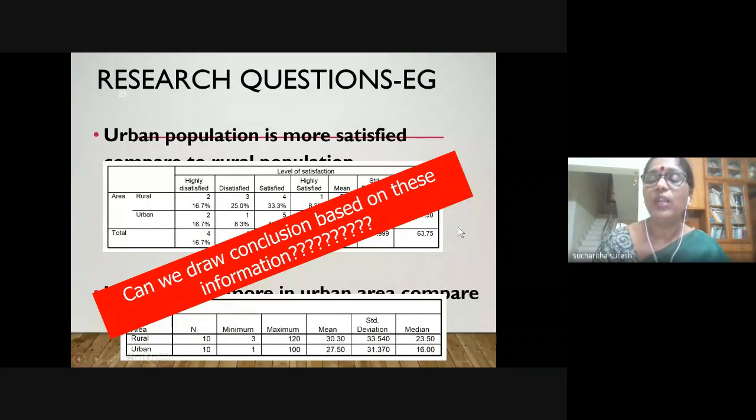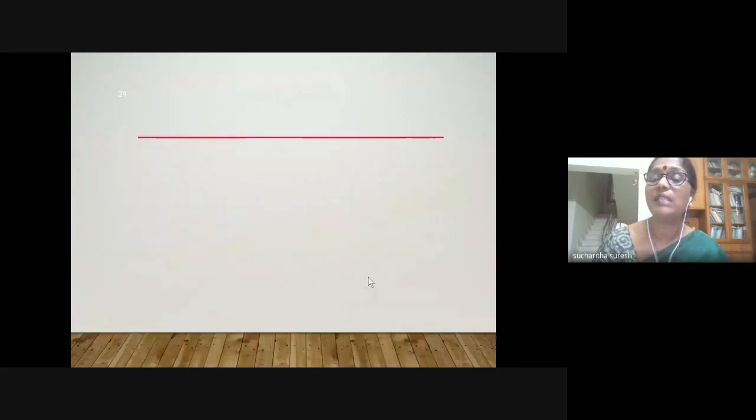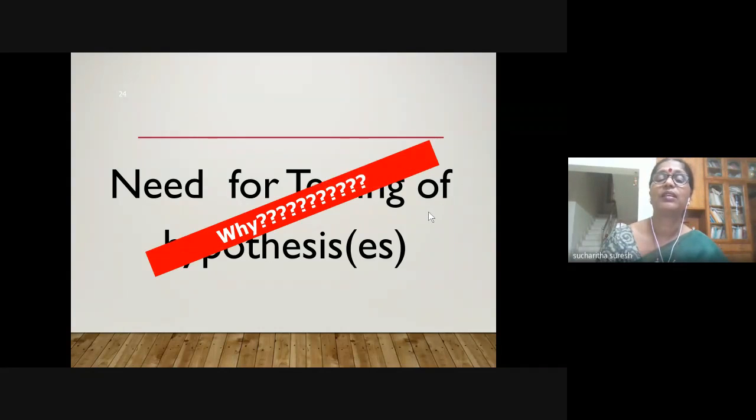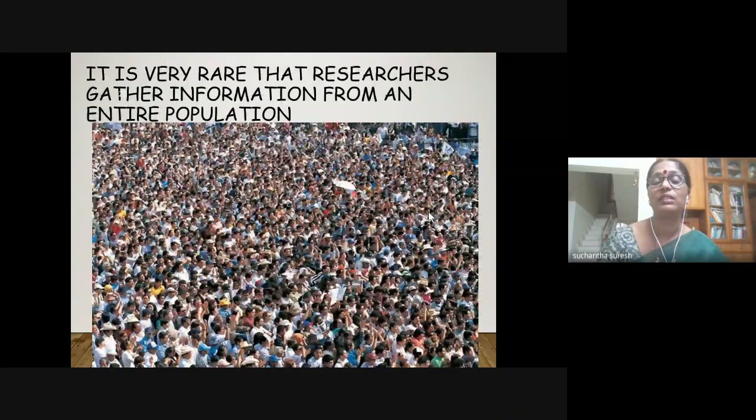So what I'm telling you is that the study is conducted on a sample. As it is, you cannot draw the conclusion, you cannot test the hypothesis, or you cannot say that there is a significant difference between rural and urban. We need to test. We need to test the data we got, the information we got. So we need to use testing of hypothesis techniques. Why do we need to use them? Again this question.